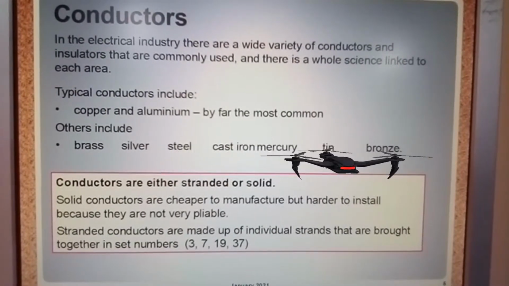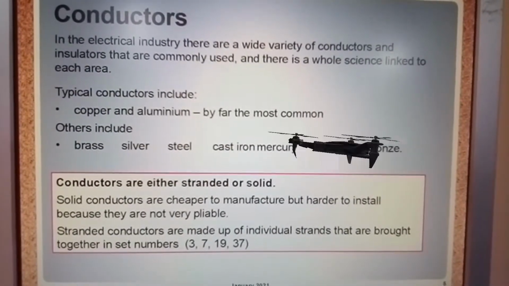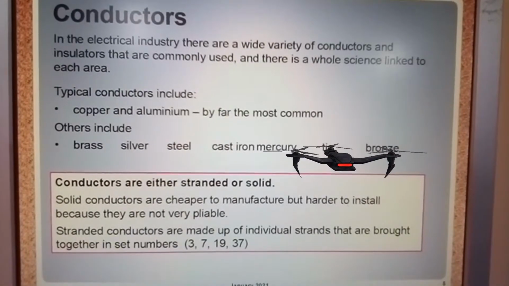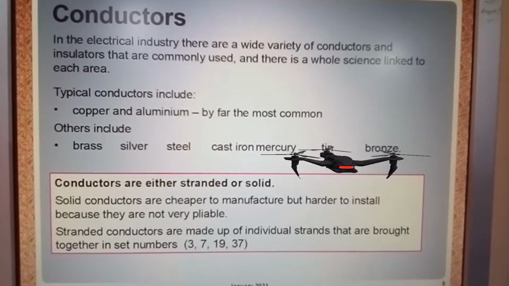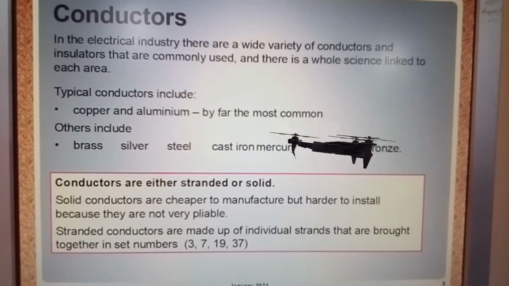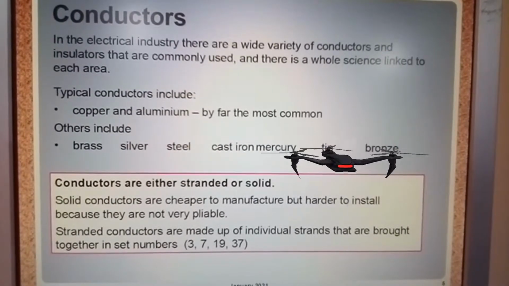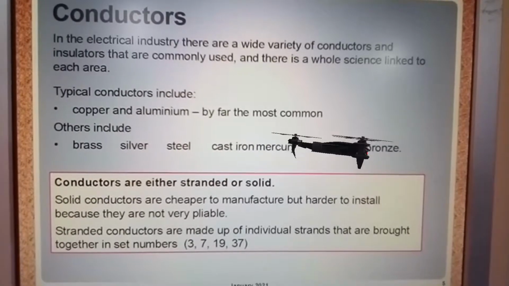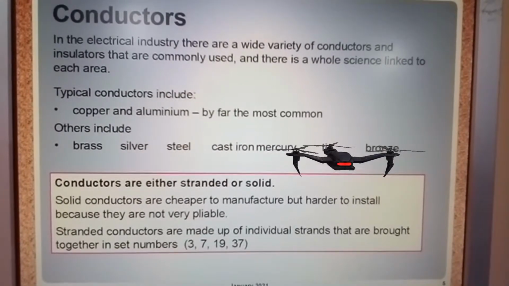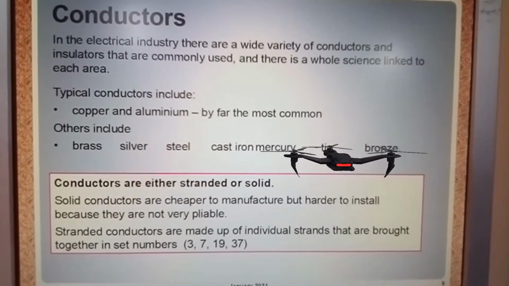In the electrical industry, there are a wide variety of conductors and insulators that are commonly used, and there is a whole science linked to each area. Typical conductors include copper and aluminium, by far the most common. Others include brass, silver, steel, cast iron, mercury, tin, bronze.